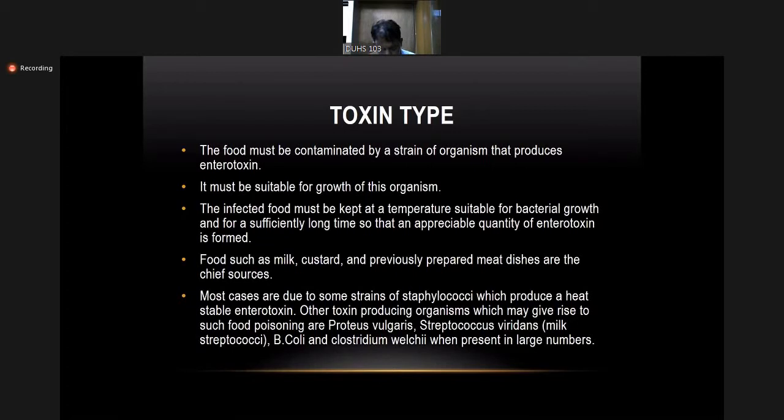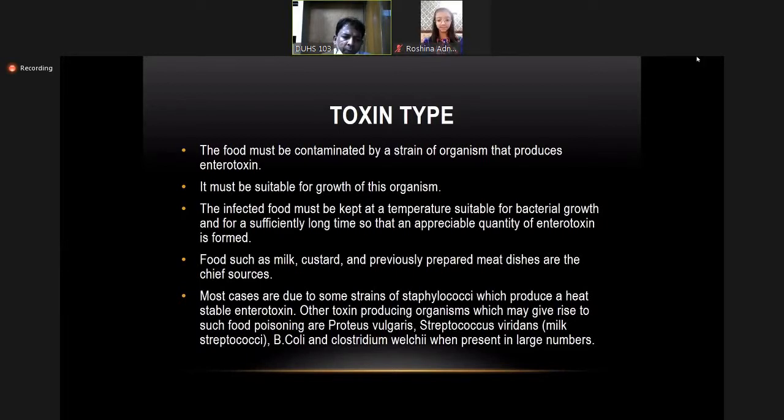So these are called the most offensive bacteria. Staphylococcus is the number one. Proteus, Streptococci, B. coli, and Clostridium welchii are said to follow the Staphylococci in causing the toxin type of food poisoning.